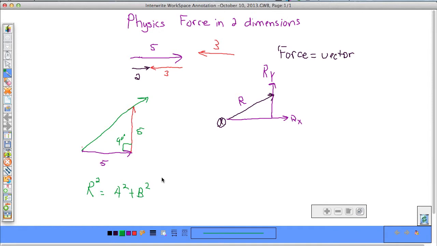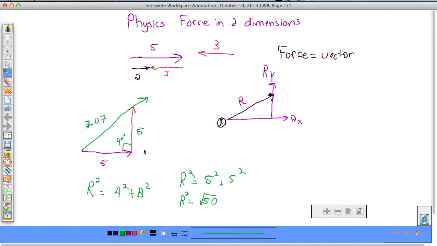And so this is pretty simple. So r squared equals 5 squared plus 5 squared. So r squared equals 50, right? And so then we would take the square root of 50 to find our resultant, right? And so the square root of 50 is 7.07. So this value is 7.07.